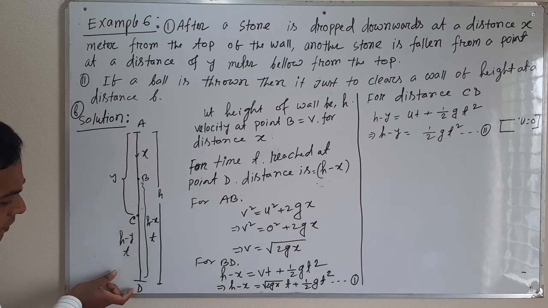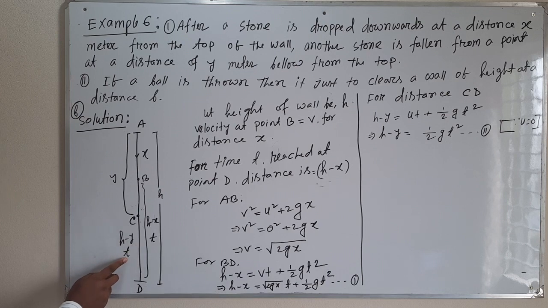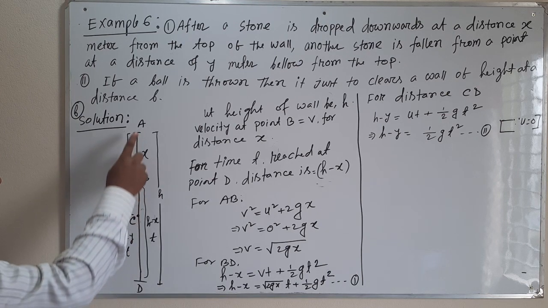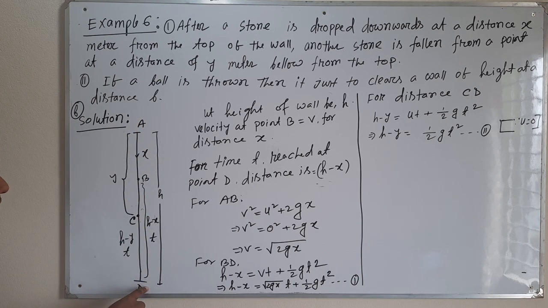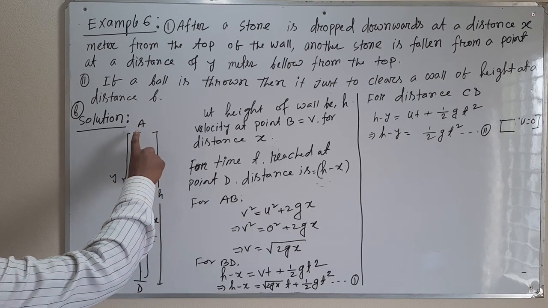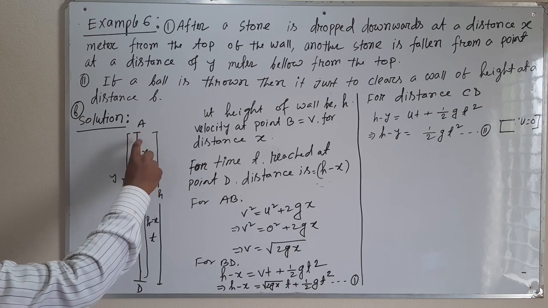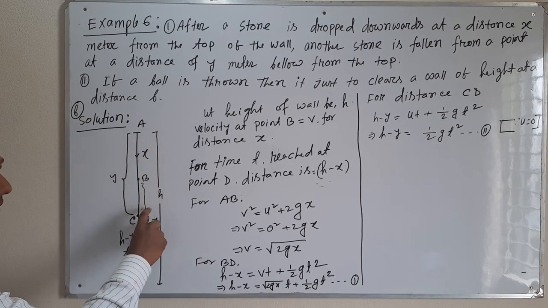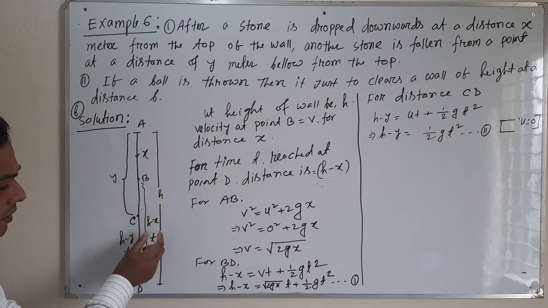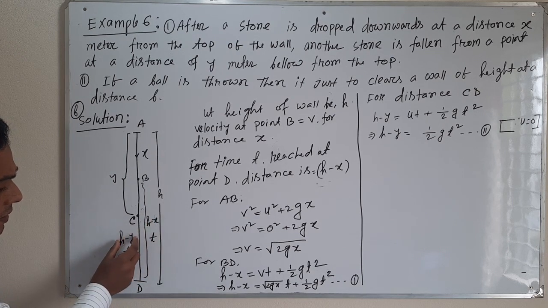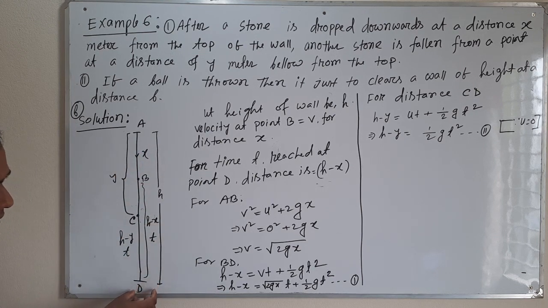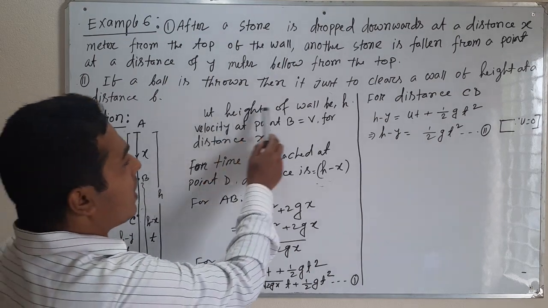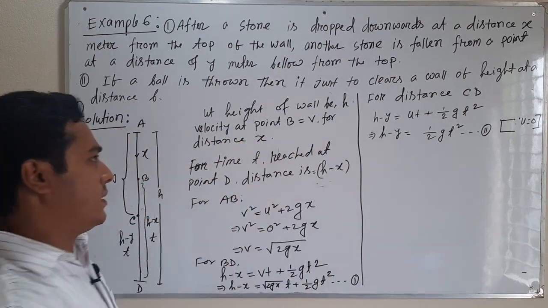The traveling distance for the second stone is h minus y, time is t, and for the first stone, the total traveling distance is AD. The first distance is x, the second distance is h minus x, but for this distance and this distance the time t is equal, because both stones reach the ground at the same time. Okay, so let the height of the wall be h.